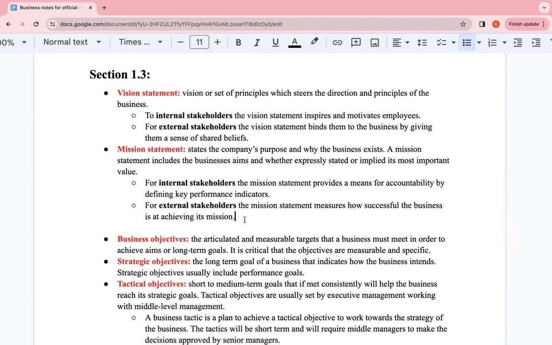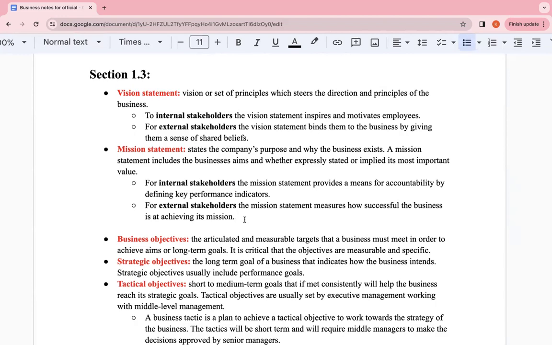So firstly, what's a vision statement? A vision statement is a vision or set of principles which steers the direction and principles of the business. To internal stakeholders, we're going to be explaining who are internal stakeholders, because part of the criteria of business management is to evaluate to a certain extent. So we have to know our internal and external stakeholders. Internal stakeholders are employees of the business, workers of the business, shareholders of the business, if it's a company. The suppliers are not the internal stakeholders. It's mainly employees, those within the business, those who work in the business.